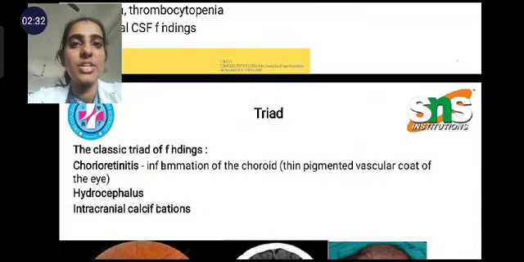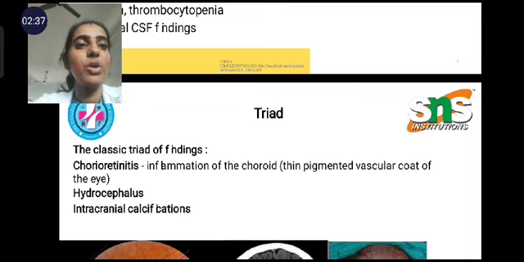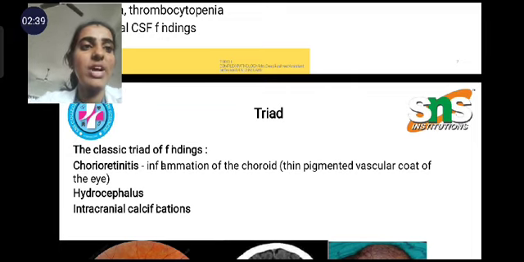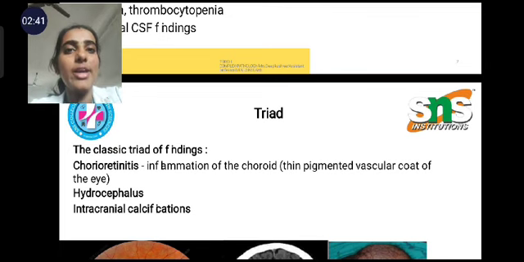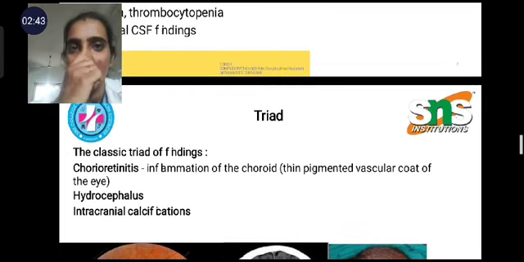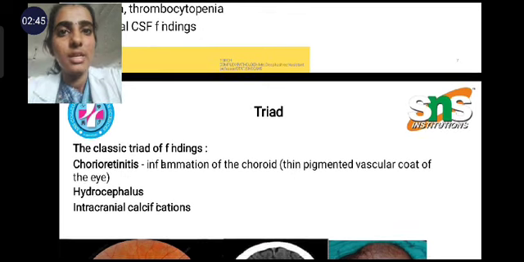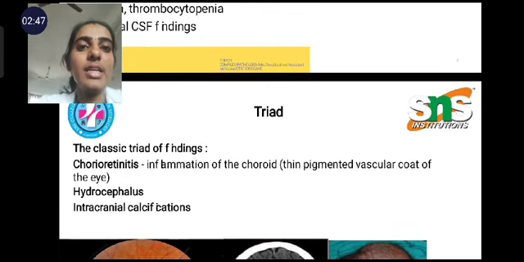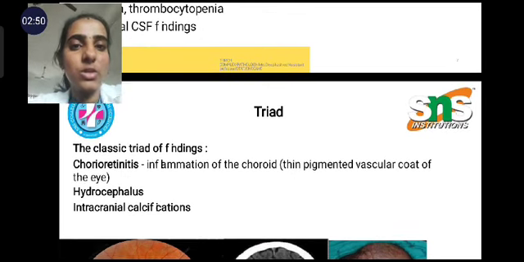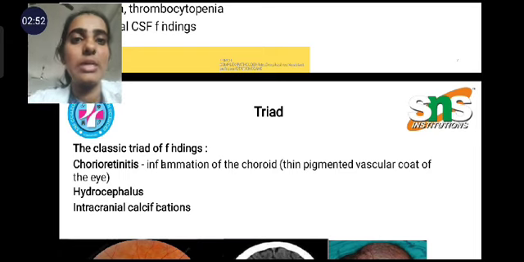And the triad means chorioretinitis, that is the inflammation of the choroid, the thin pigmented vascular coat of the eye. Hydrocephalus means the accumulation of fluid in the head region. And intracranial calcifications, where deposition occurs in the cranium regions.